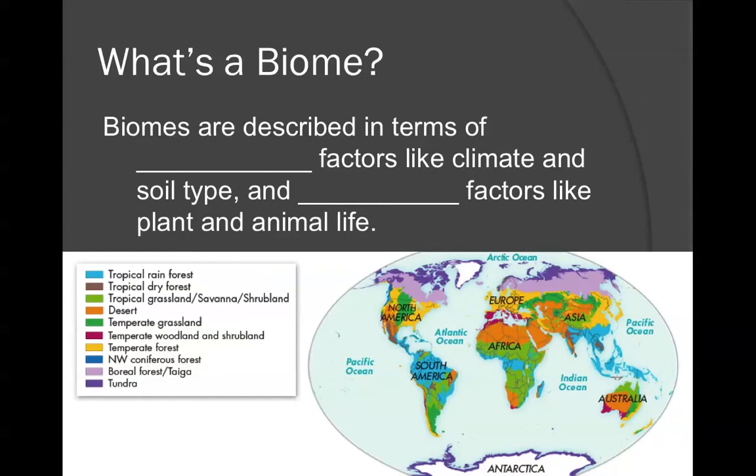So what is a biome? A biome is described in terms of abiotic factors like climate and soil, and biotic factors like the plants and animals that live in them. We have different biomes all around the world, and latitude helps describe those biomes, not longitude. Where they're seen in regards to the equator will give them a climate, and then certain animals will only be able to live in that certain climate.